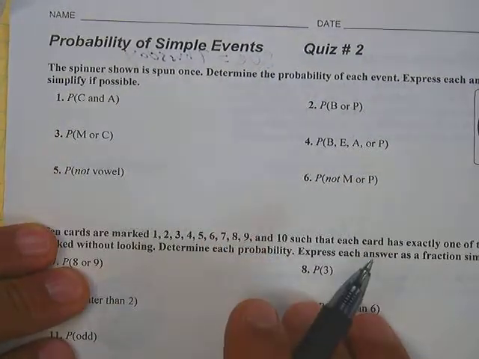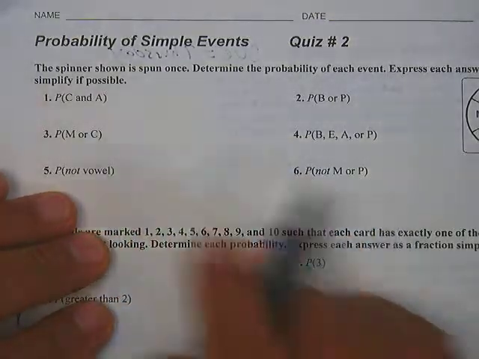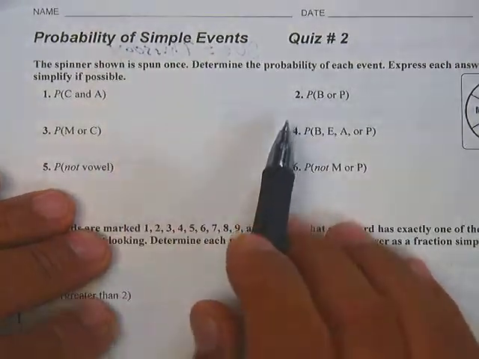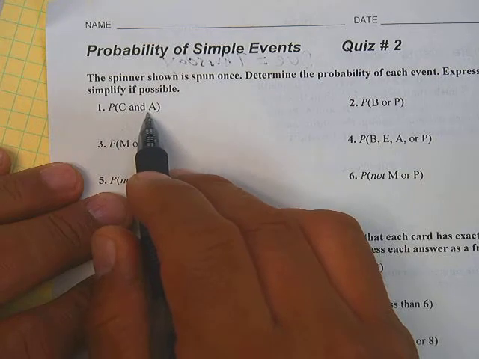Alright, so we're gonna get started with some of these problems. I'm just gonna help you with a few from each section. And so we look here, it's called probability of simple events. So what they want you to find is the probability of C and A.